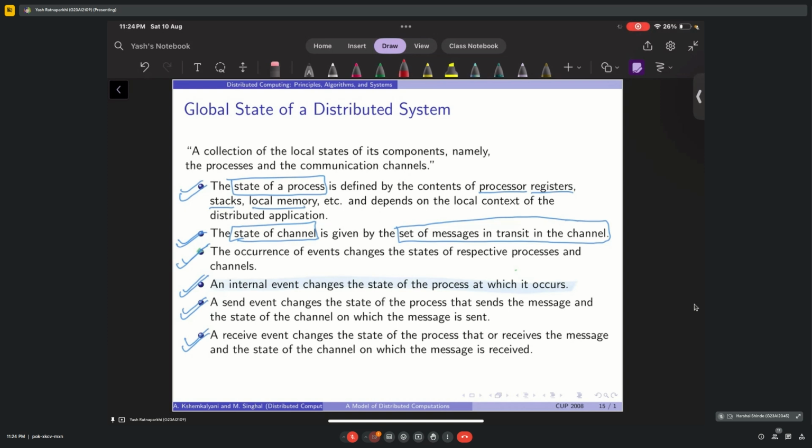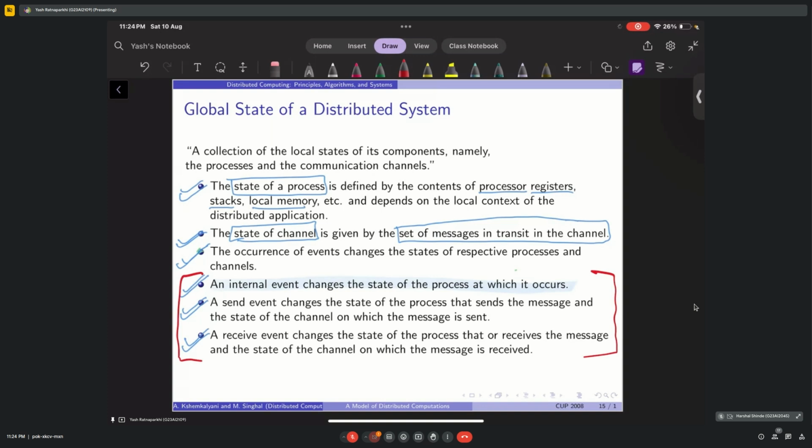The state of a channel will contain all the messages that are in transit. The things that are in process, the state of channel will say that. The occurrence of event changes this. Okay, this has no context. An internal event changes the state, this has also been read. The send event changes the state of the process. These three points we have covered in the first slide.